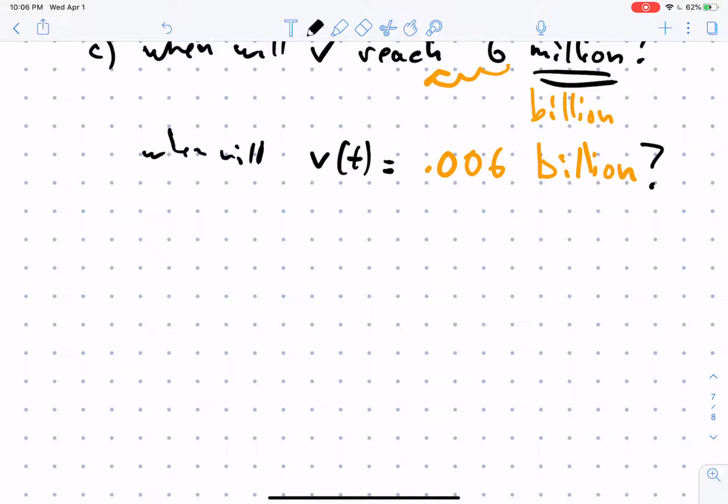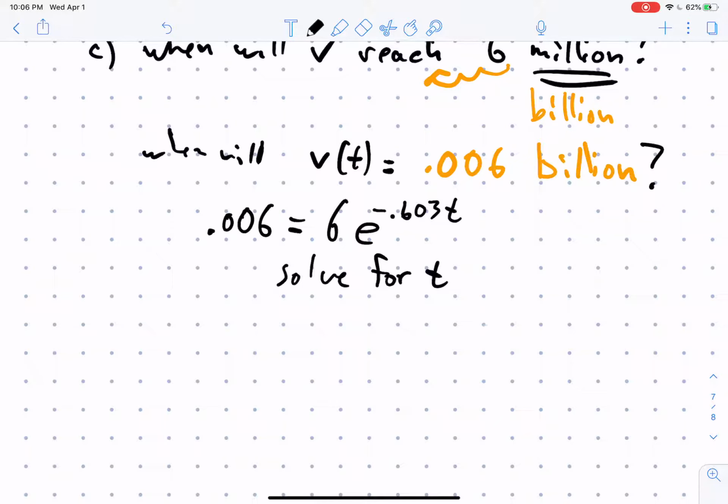Okay, so here we go. We're replacing v of t with 0.006, and that's equal to 6e to the negative 0.603 t. And we want to solve for t. We want to get that t by itself. How do we do it? Well, once again, we're going to start by dividing both sides by 6. So we're going to get 0.006 over 6 is equal to e to the minus 0.603 t.